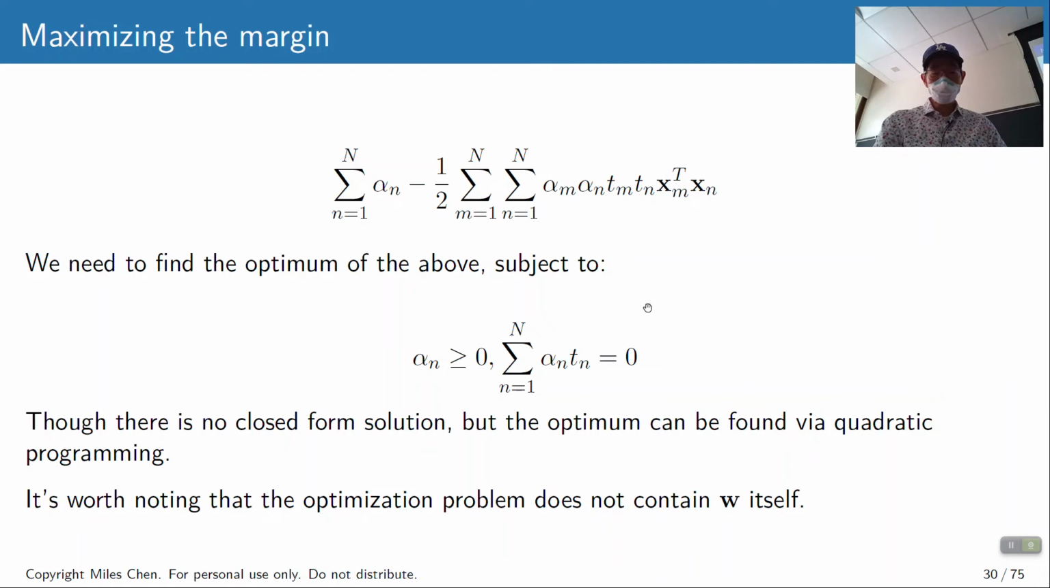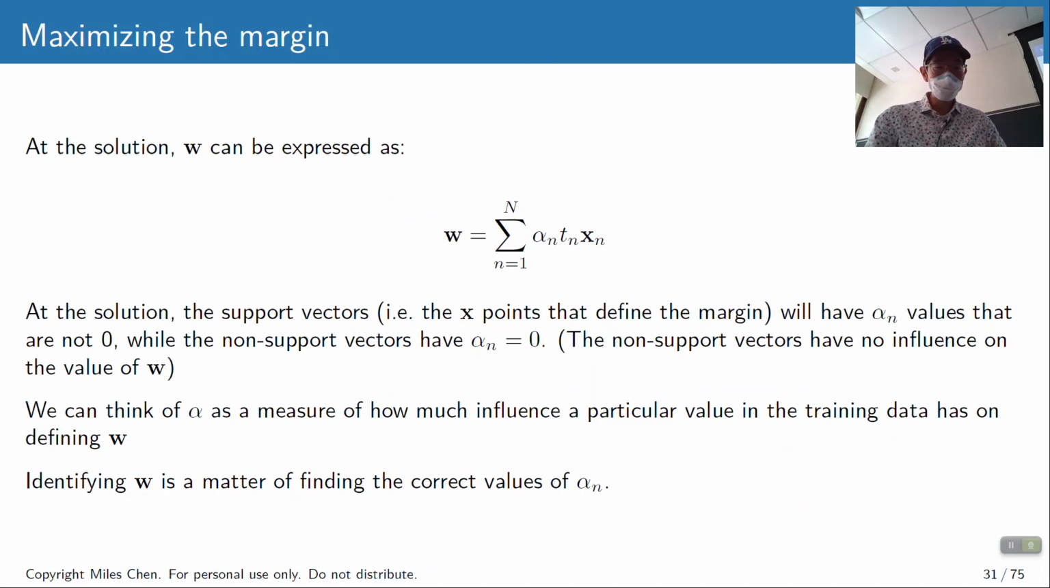The solution actually doesn't contain any reference to W itself, and basically we look at the x terms that form the support vectors. Okay, so the solution W is expressed as this, and basically the values that are not support vectors will have alpha equal to 0, and the ones that do influence will have a value of alpha not equal to 0. Okay, and I guess they're not always going to equal 1.